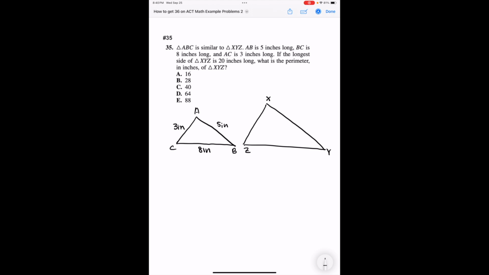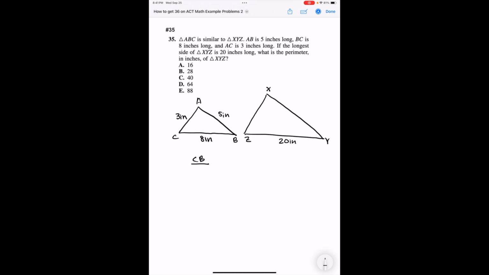So it says that in XYZ, 20 inches is the longest side. So that would be YZ. So this is going to be 20 inches long. And so it is asking what the perimeter of XYZ is. So we have to find out what XZ and XY are. Well, we know right here that ABC and XYZ are similar triangles. If CB versus ZY is equal to 8 over 20, then that means AC over XZ should also equal 8 over 20. And then so should AB over XY, because these are similar.